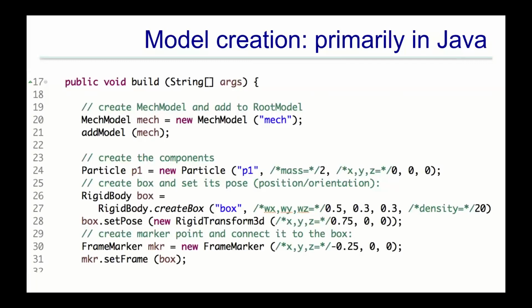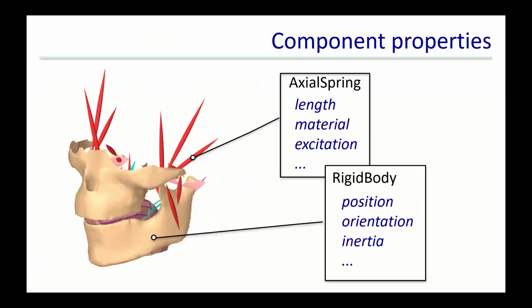For model creation, we use the programming language Java essentially as a scripting vehicle in which you import geometry for your model, create the components, set their properties, and then assemble them into some final model. So we'll talk a little bit more about that later. Components, as I mentioned, have properties. So if you have, say, an axial spring, it might have properties like length and material. If you have a rigid body, it'll have properties like position, orientation, inertia.